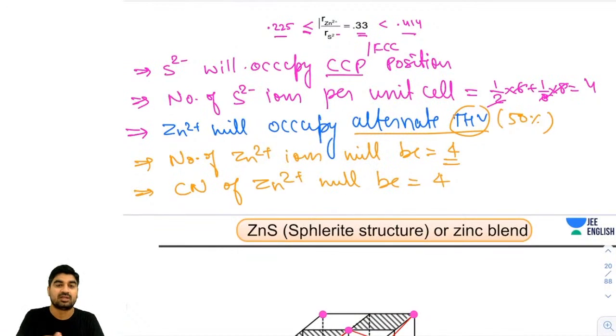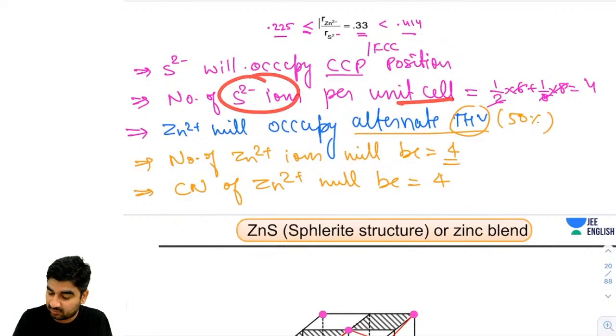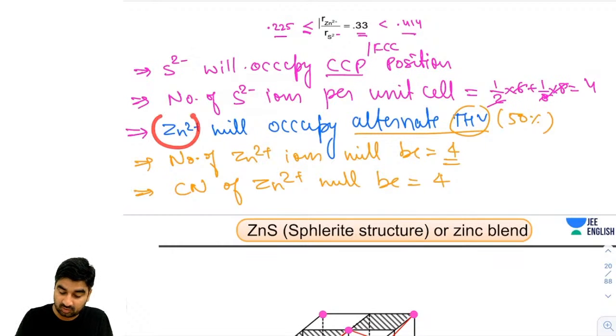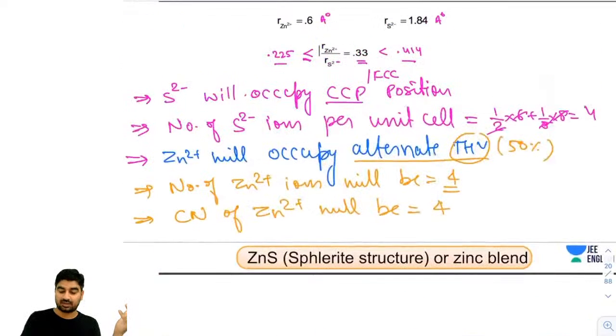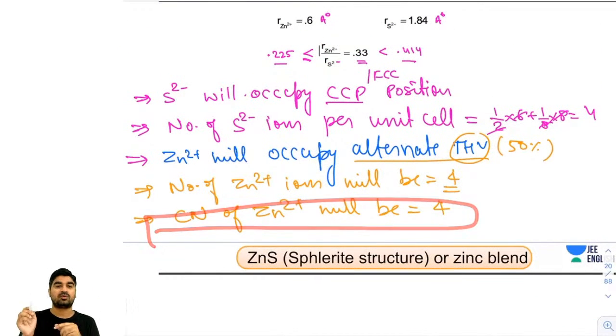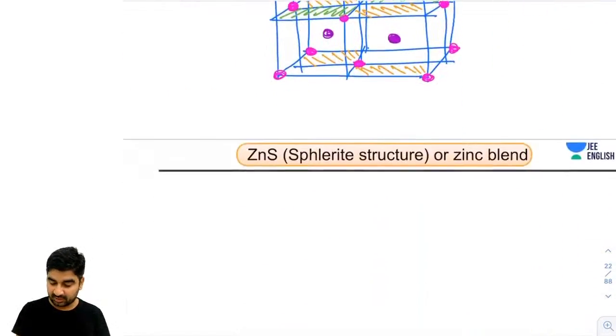Again I'm telling you, S2- will occupy all CCP or FCC positions. The number of S2- ions per unit cell will be 4. Zinc will occupy alternately 50% of the voids. Not all the voids will be occupied because there will be 8, but instead of 8 it will occupy just 4. And then the coordination number of zinc will be 4. Why? Because it is moving into tetrahedral voids. Yes guys, please ask if you have any doubt. No doubt. So now I'm moving ahead.